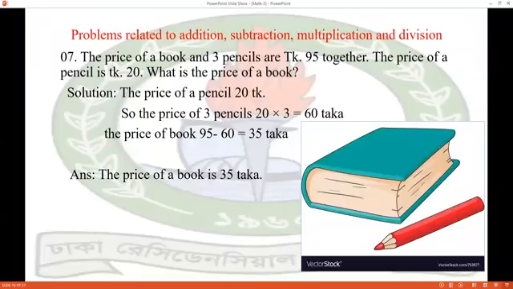We know the price of 1 pencil is 20 taka, so we have to find the price of 3 pencils. The price of 3 pencils is 20 multiplied by 3 equals 60 taka. So we find the price of the book by subtracting the total price of the pencils from the price of the book and three pencils. So 95 minus 60, we get 35 taka. So the price of the book is 35 taka.